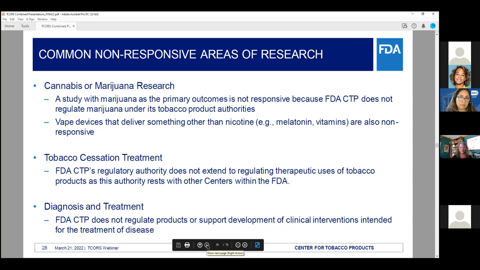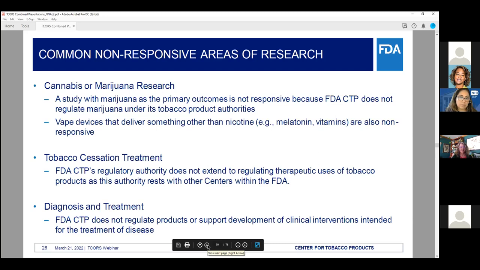But again, it really depends, because if this study is designed more to investigate the impact of tobacco use on infection or severity of disease, really something to inform primarily diagnosis or treatment of an infection, then that is not responsive to CTP regulatory authorities. So again, it depends, and I encourage you to reach out to your program folks at NIH if you have questions about whether or not anything is responsive, not just these three topics that I've shared here on the slide.